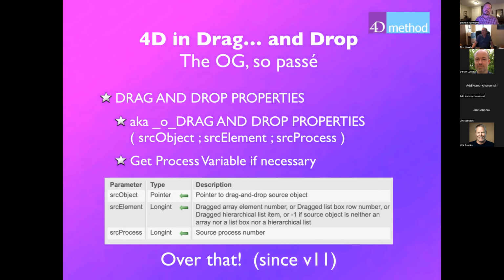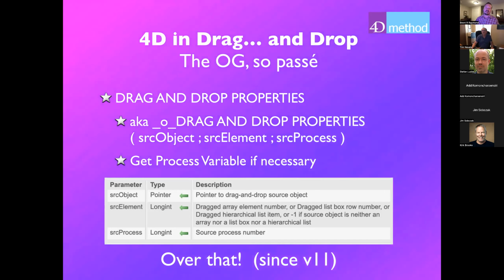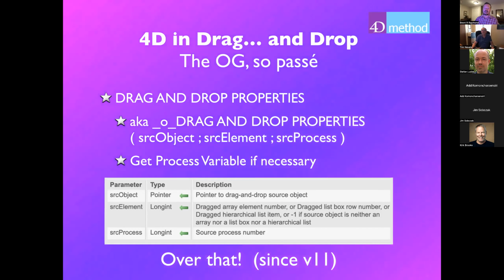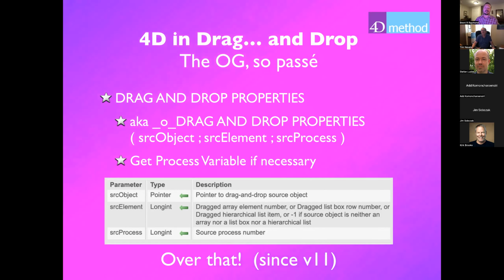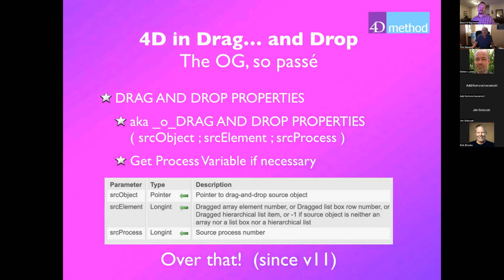Originally, there's a command called drag and drop properties, also known as the obsolete flagged drag and drop properties, which you may still see in your older databases. Syntax being when you call that on a drop event, you get a pointer to the source object, source element. If you know you are dragging from a list box or some kind of hierarchical list, I believe, and what process the drag originated in. Which is all great, but it's been effectively deprecated since V11.